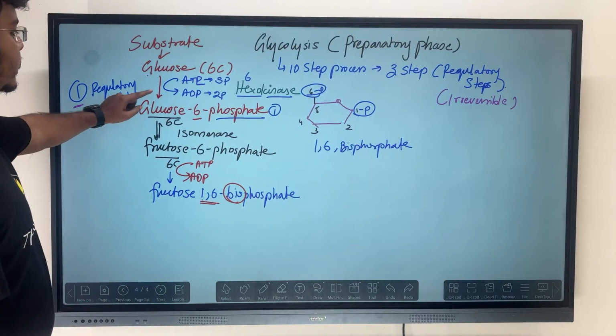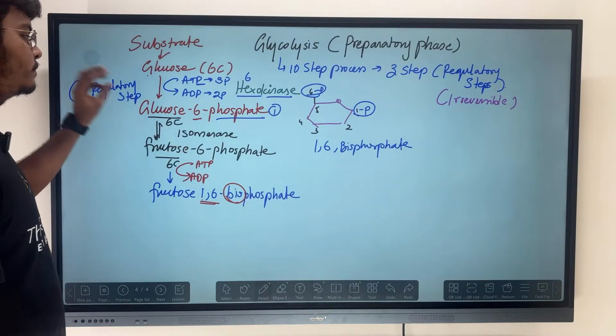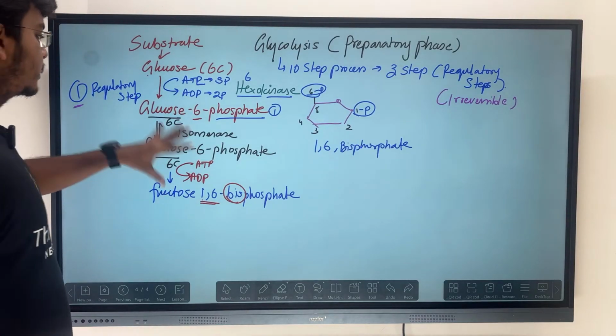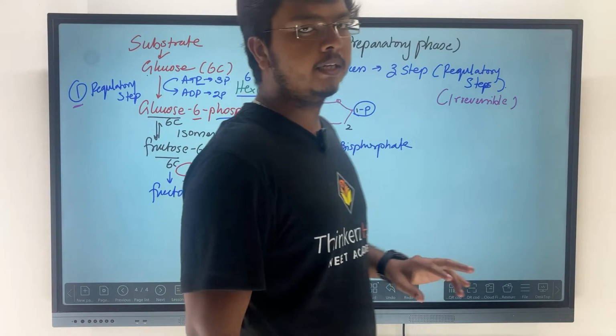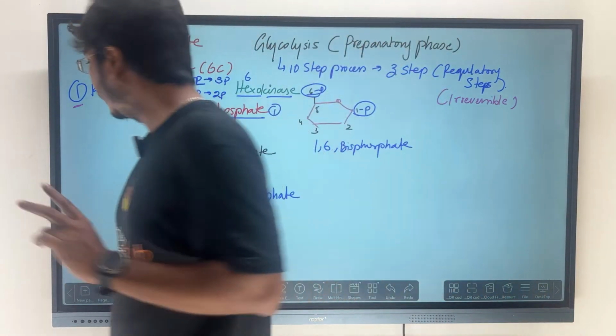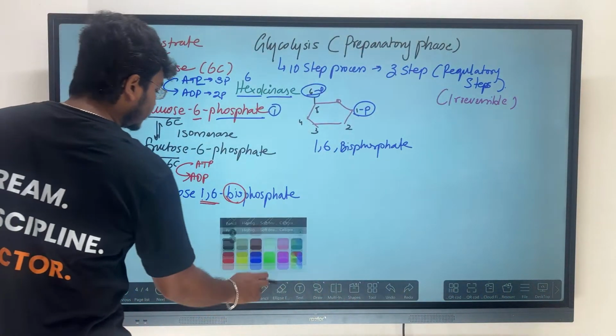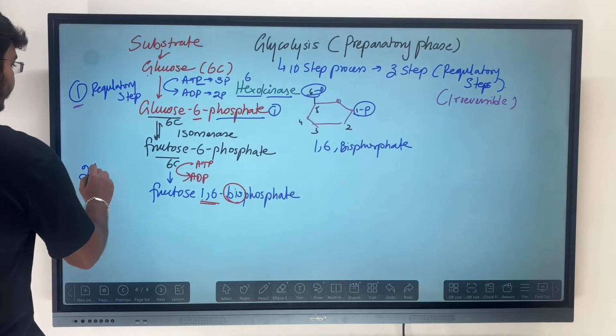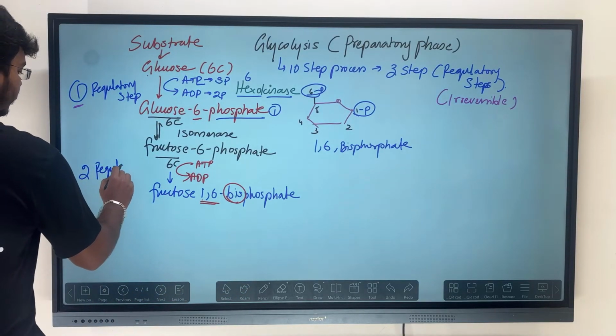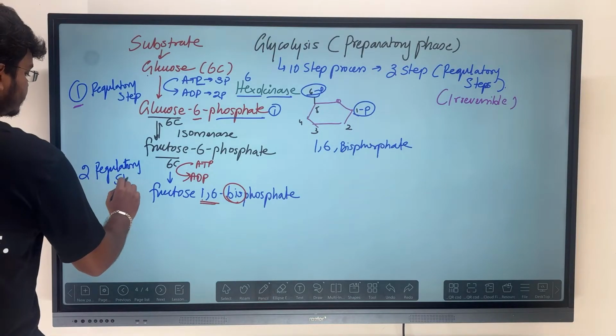Which step? Glucose 6 phosphate gets converted into fructose 6 phosphate is a reversible process. If it is a reversible process, we don't consider that as a regulatory process. Okay, fine. And the second regulatory step we got here is this. This is our second regulatory step.